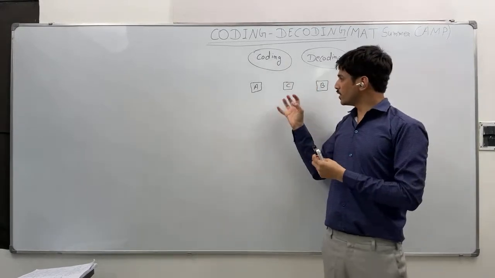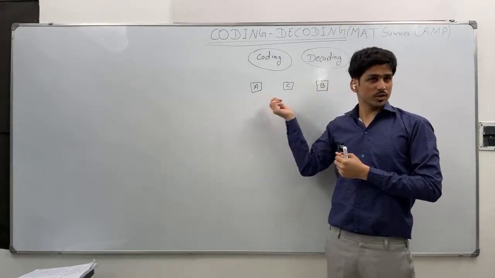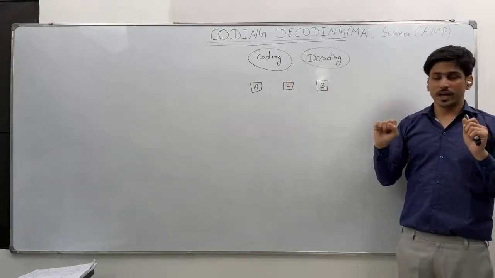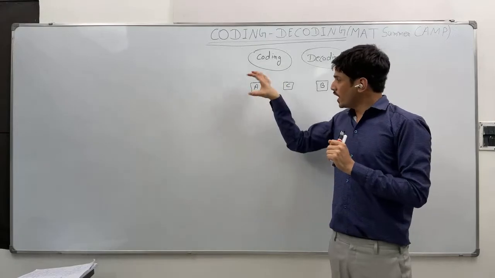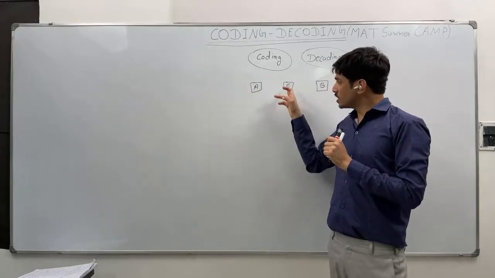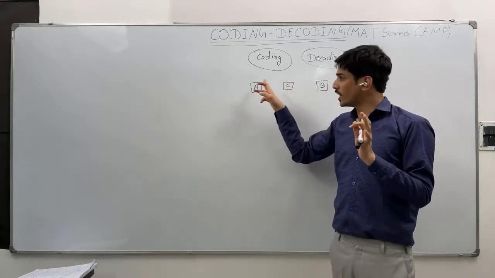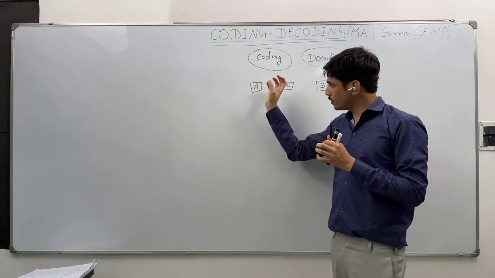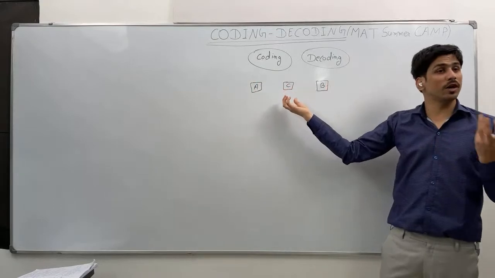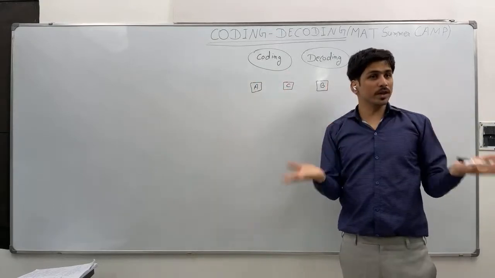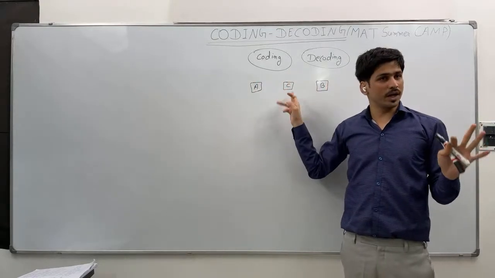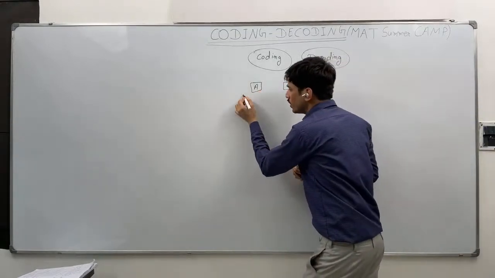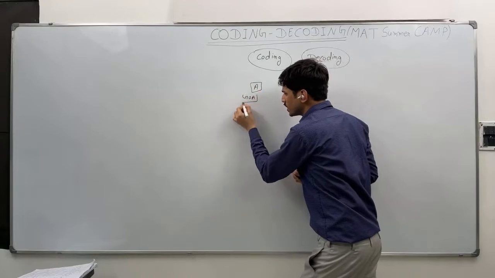Now A will give the message to C, and C will take that message and give it to B. But A wants that C does not read the message. If A directly gives the message to C, then C can open the paper and read the message. Let's say some simple text, Goa.